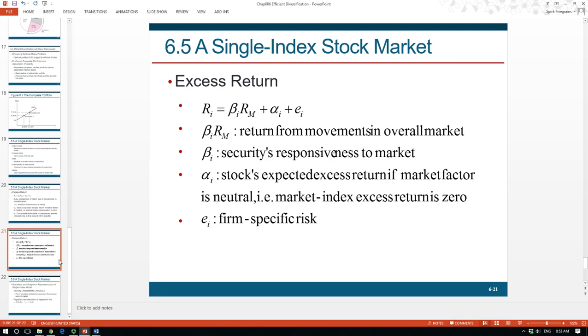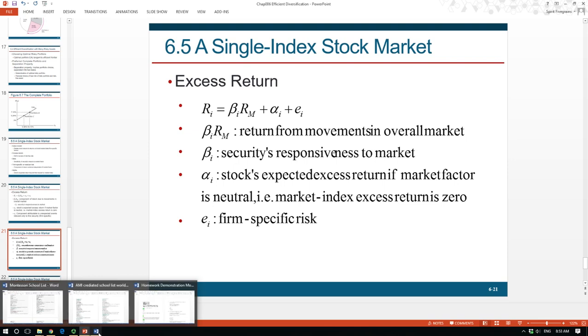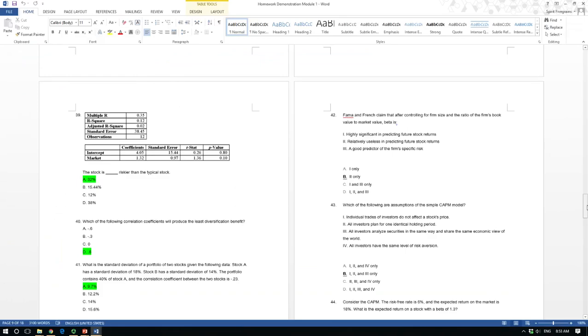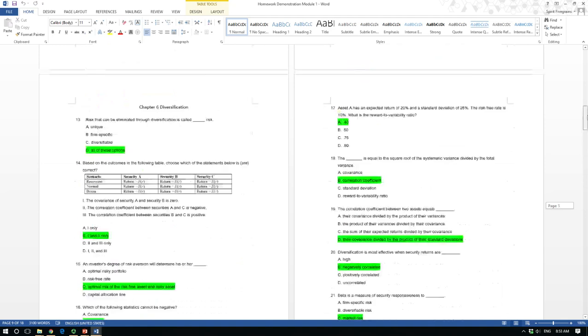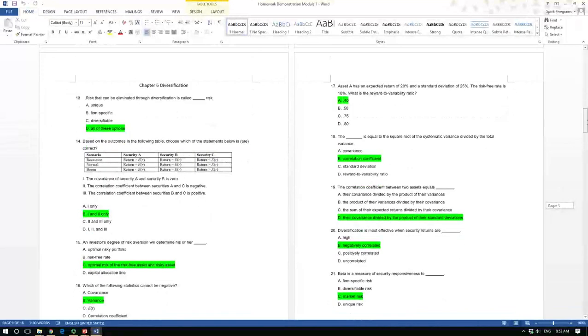In the next chapter, we will have a more detailed discussion on the single index stock market model. And let's go ahead and practice some homework questions. Alright, so the questions we are going to cover are in Chapter 6, Diversification and Efficient Frontier. Let's start with number 13.